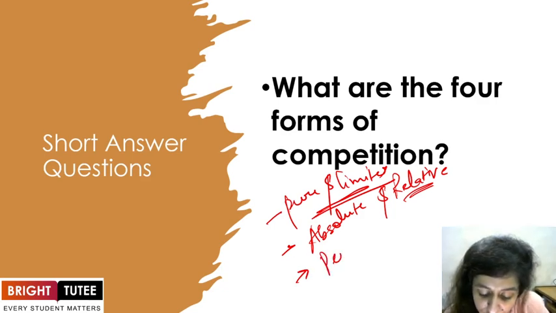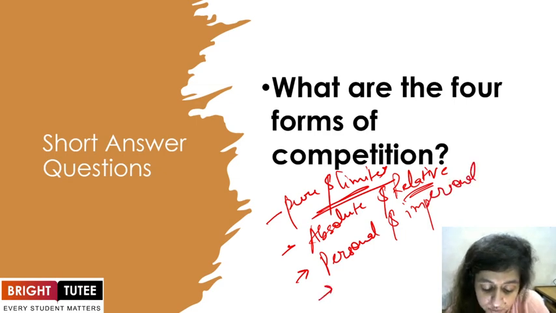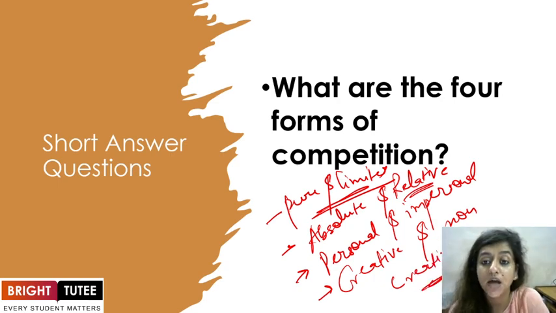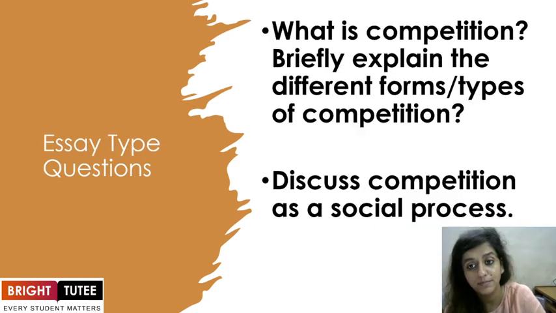Then you have personal and impersonal, wherein we talked about how the competitors directly compete with one another in personal, and impersonal, which is the Cadbury's and the chocolate example that I took. Then you have obviously creative and non-creative forms of competition. These are the four forms of competition that we have talked about.